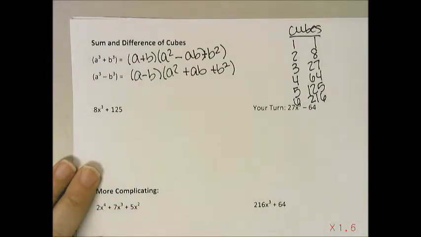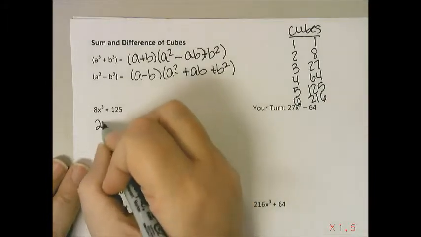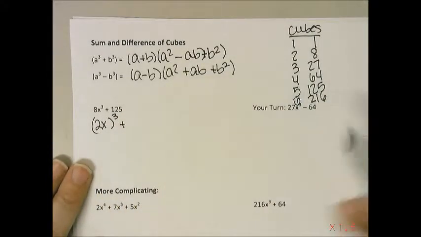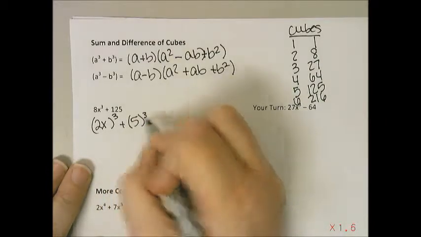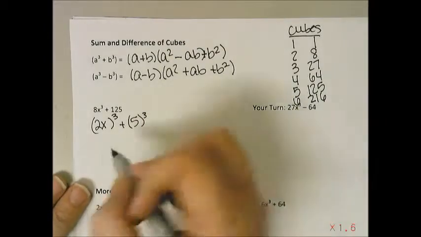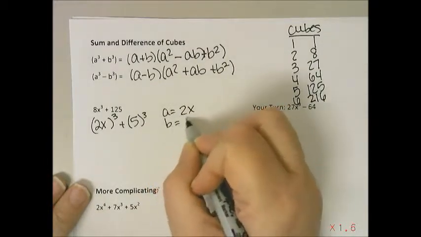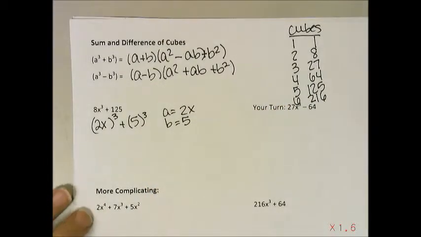All right, 8 is 2 cubed. So this becomes 2x, and we're cubing that. Plus, our 5 is what is cubed. So this is 5 cubed. So we can say our a value equals 2x. Our b value equals 5.